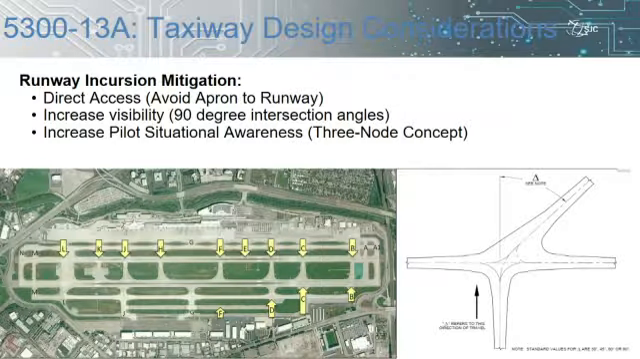So that was one of the considerations when we were designing those taxiway connectors, that we really wanted to make sure we avoided apron to runway. Also, that leads to increased visibility, those 90-degree intersection angles if you can, which we were able to achieve, and also increased pilot situational awareness, that 3-node concept Jeff mentioned as well. We're fortunate in this case where it's just 2 directions. You can go left or right. It's kind of hard to mess that up, you would think, but we're going to talk about that.